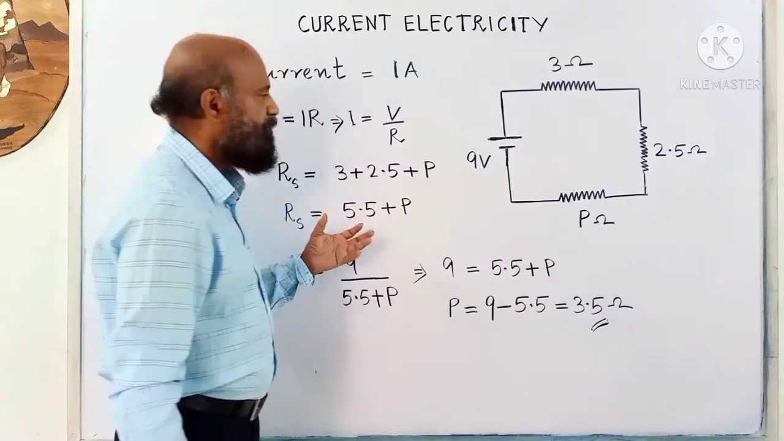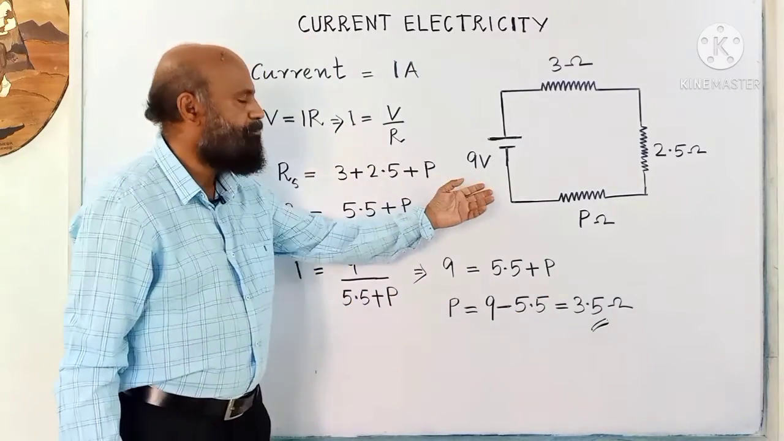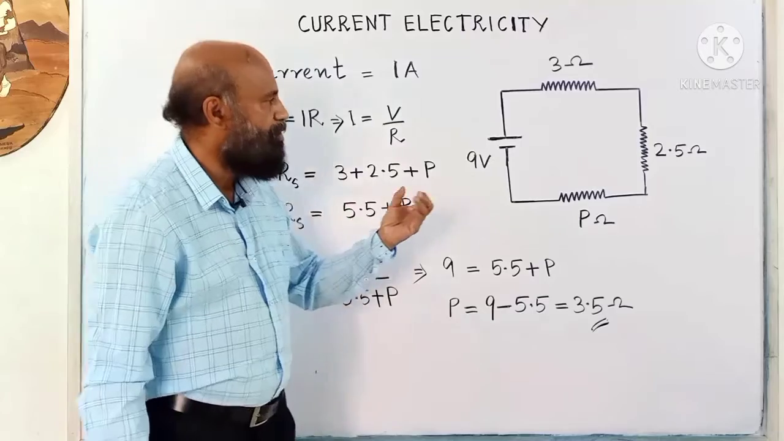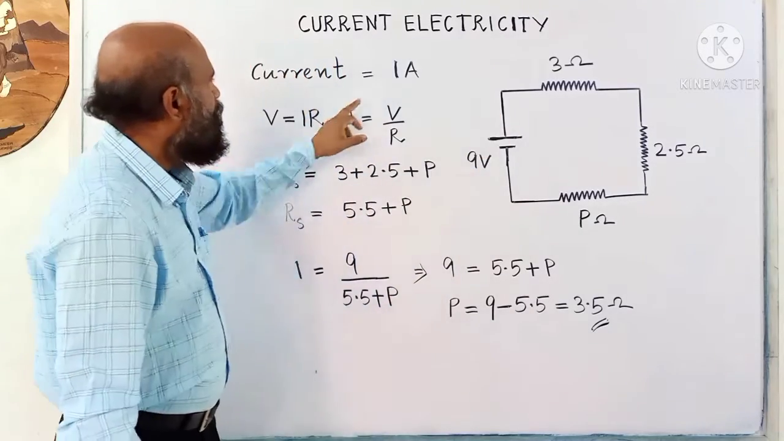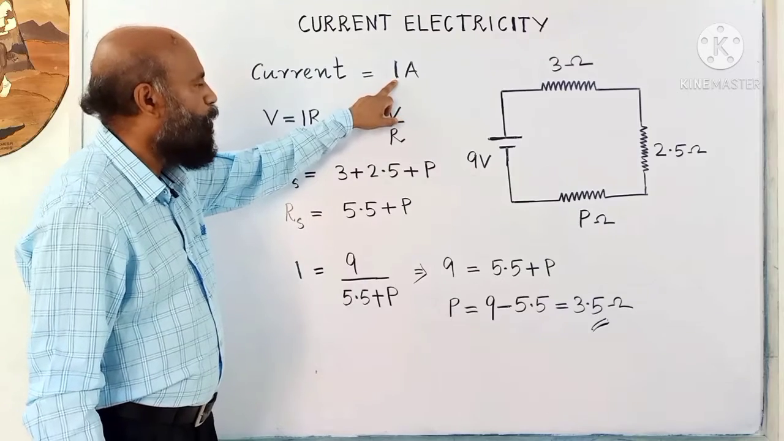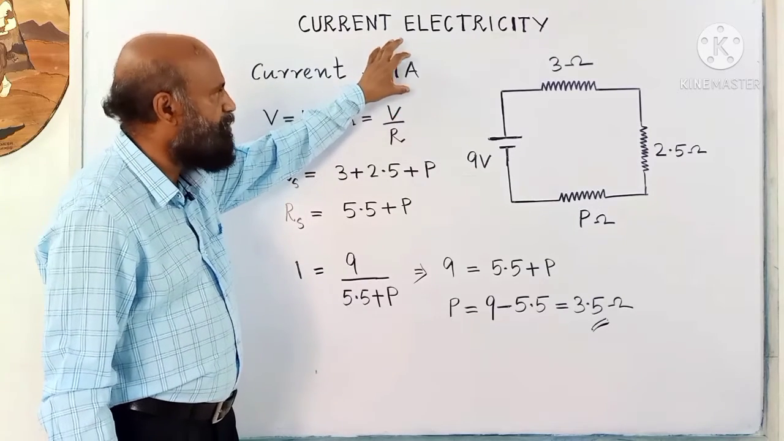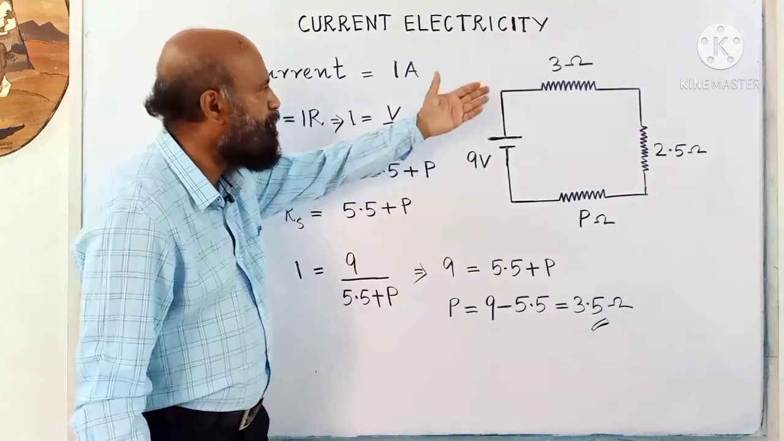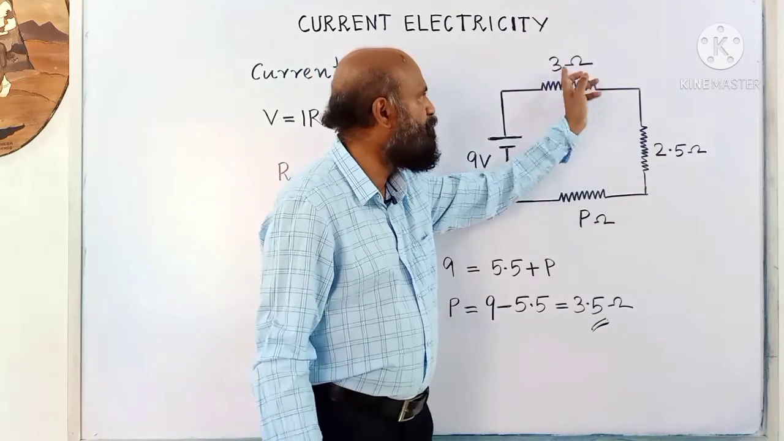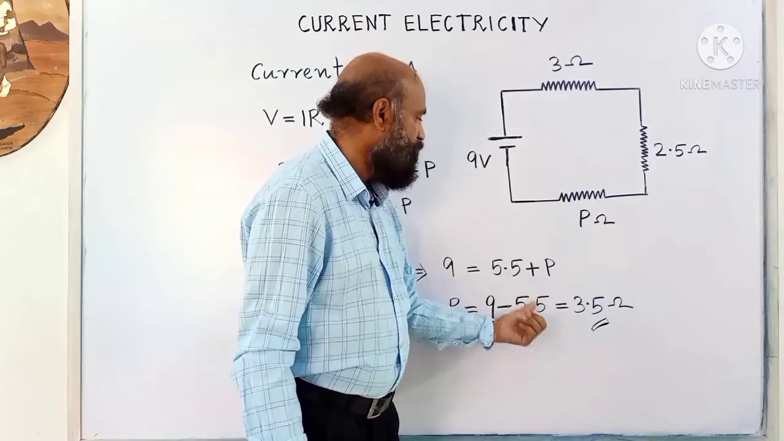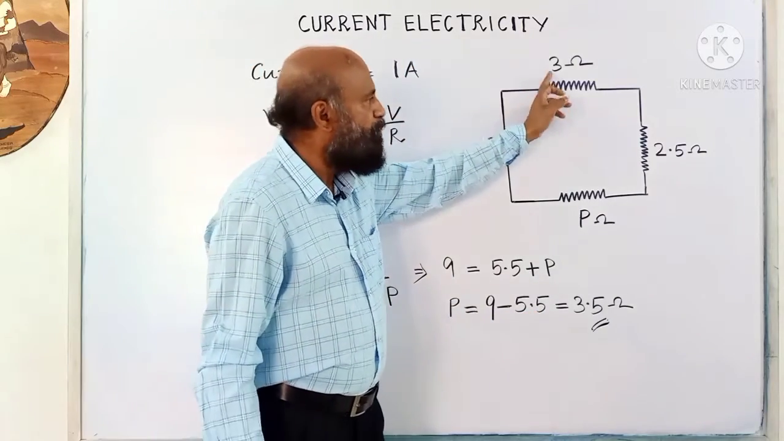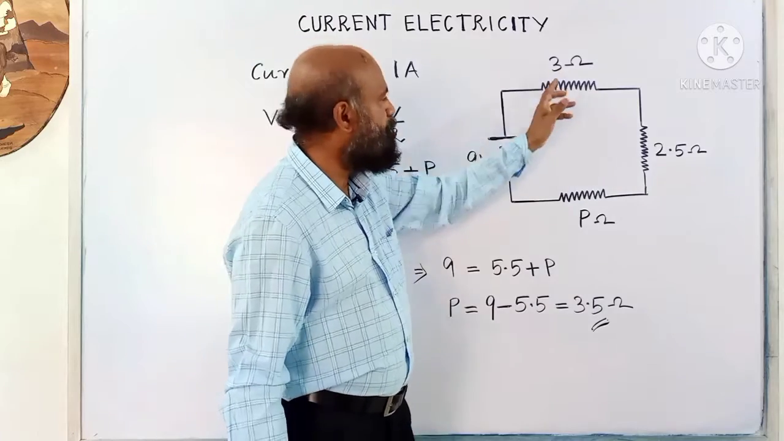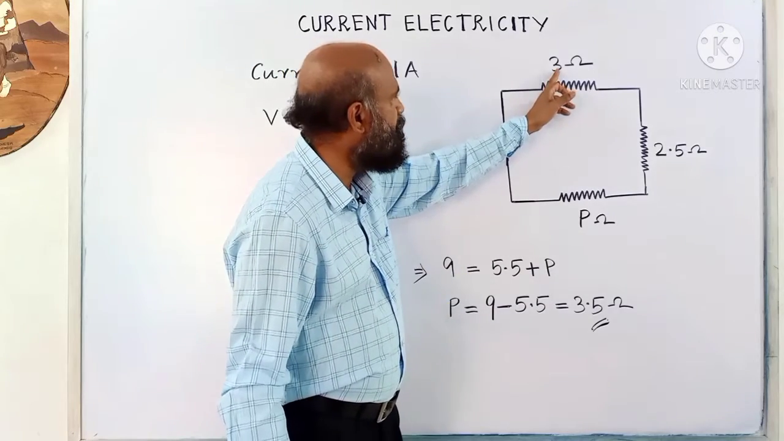Then this problem you can do in a lesser time. Current is given to be 1 ampere. In this case, if current is 1 ampere, easily you can arrive at the answer. Add these two and subtract from this 9. That is possible only if the current is 1 ampere. You can do it in a lesser time by using this technique.